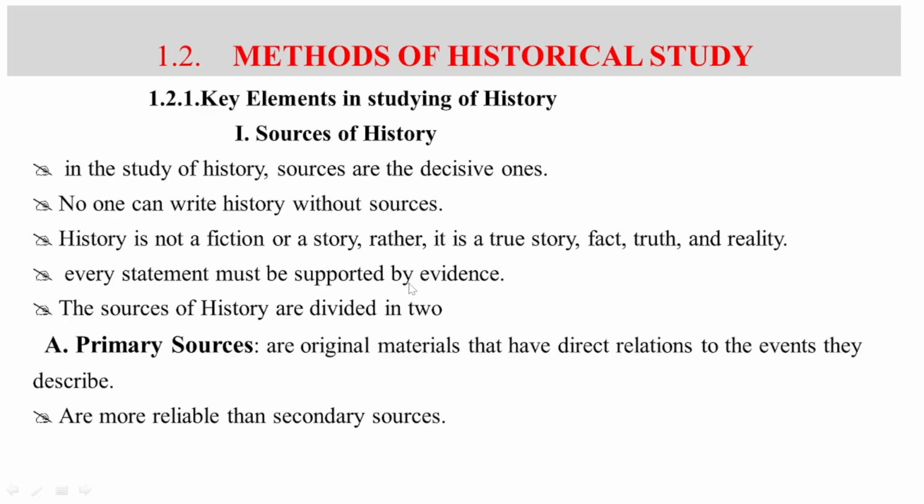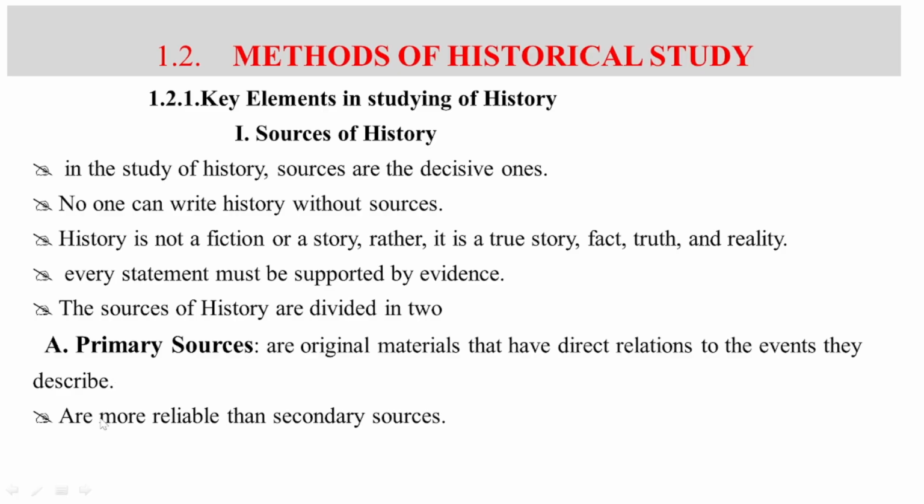So according to historians, history sources are divided into two. The first one, primary source, madda seenaa sadarkaa tokkoffaa, and secondary source, madda seenaa sadarkaa lammaffaa. What's the difference? Primary sources are original materials that have direct relation to the events they describe, both in time and place.